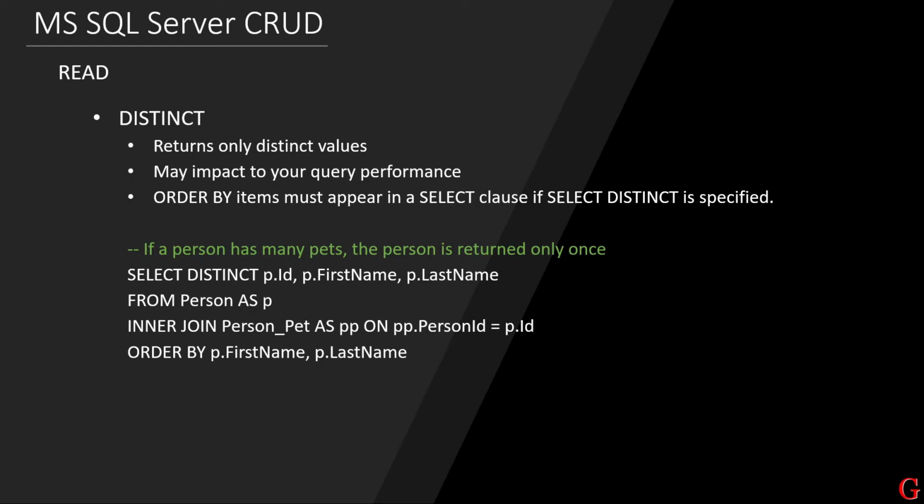You can use distinct clause to return only distinct values from the database. Distinct does not return duplicate rows. It is commonly used, but it has its performance issues. Order by items must appear in the select list if select distinct is specified.